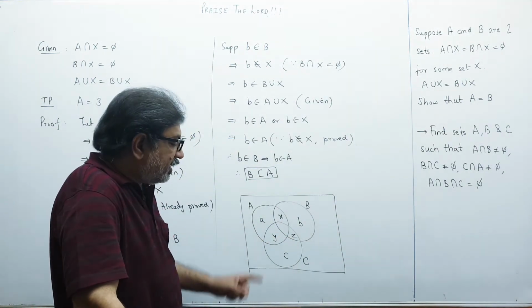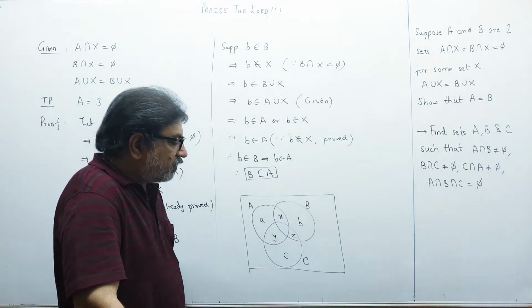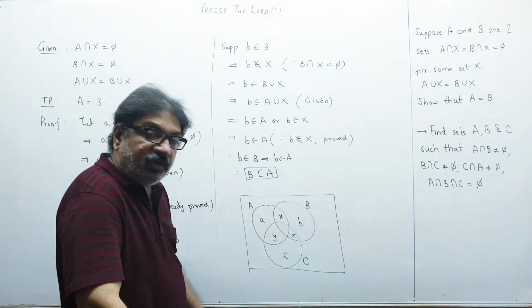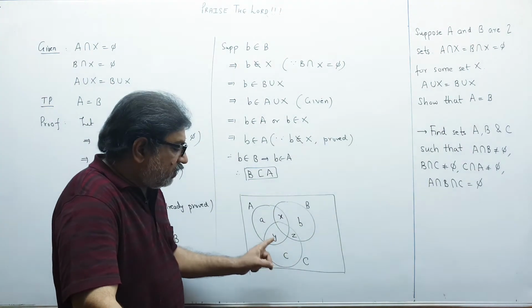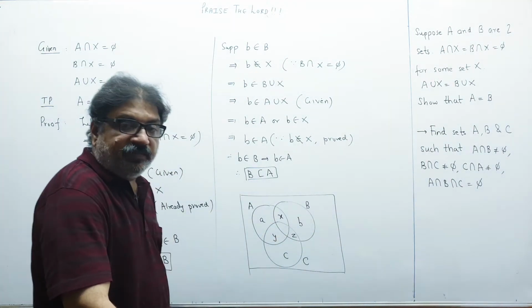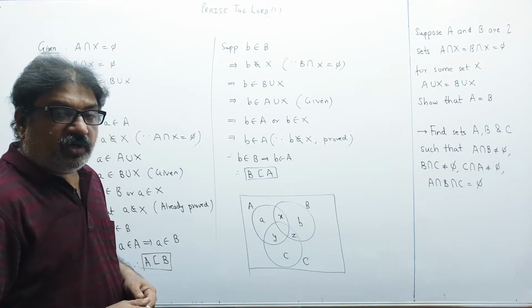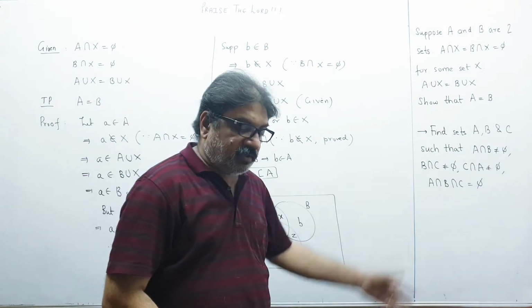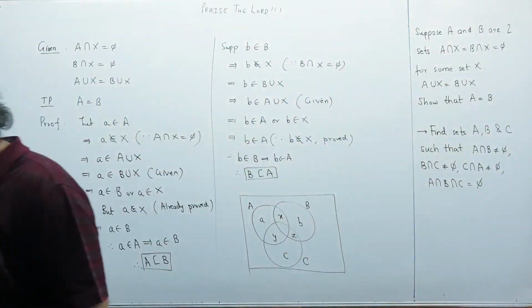So what will be set A? X, Y. What will be set B? B is X, Z. What will be set C? C is Y, Z. Like this we get the required sets satisfying these conditions. Please pause and copy, children.